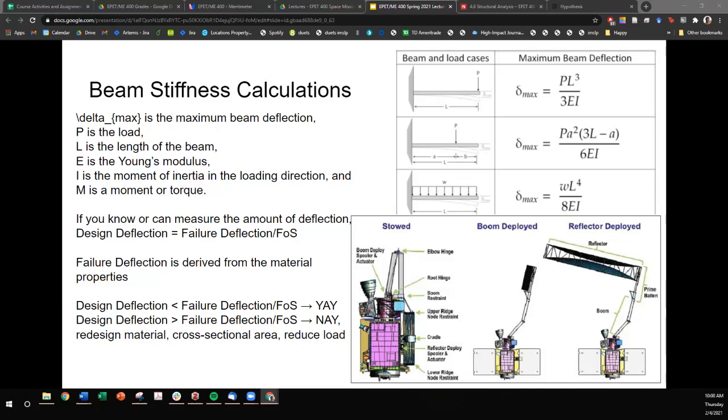So here's another way of formulating whether your design is safe. Instead of using failure load or stress, you can use the deflection. If you know or can measure the amount of deflection, here's this equation: design deflection is equal to the failure deflection over factor of safety.